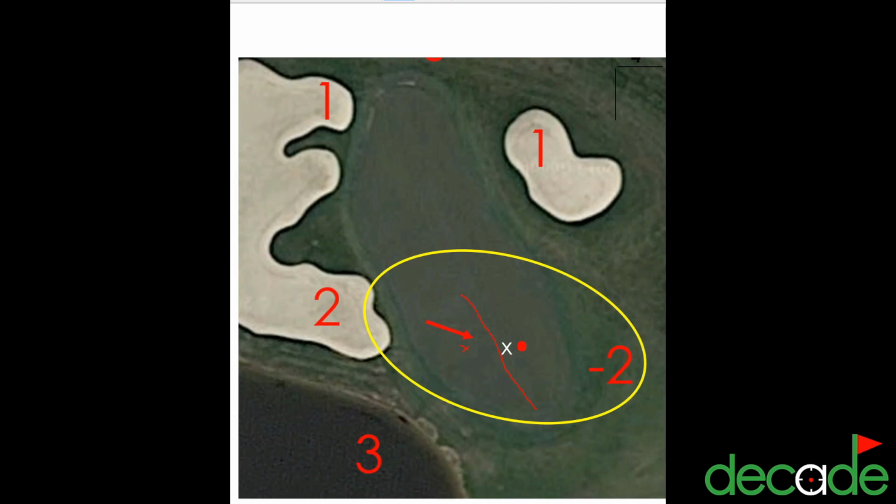So that's just one thing to always keep in mind, because we're always going to be working off of the edge of the green that the hole is located closest to, but we also want to make sure if there is a hazard on the opposite side that we're not getting too close to it.